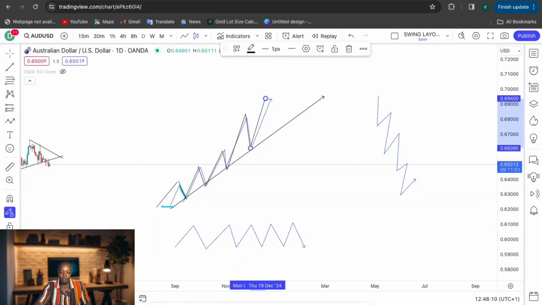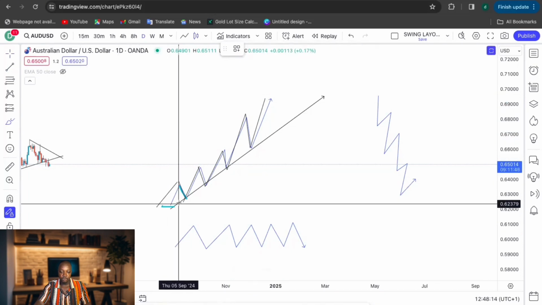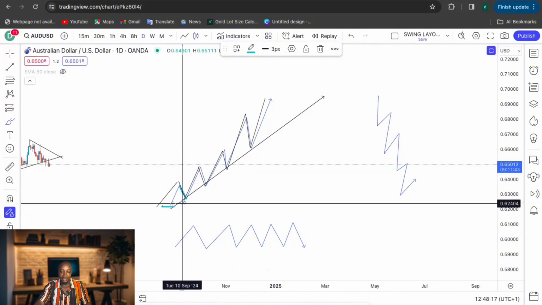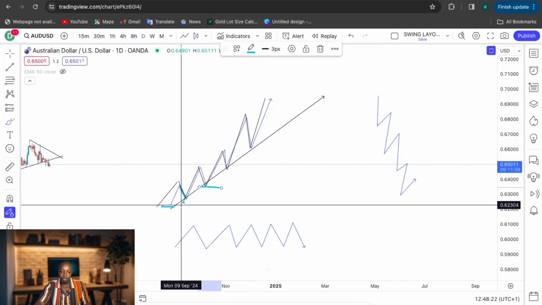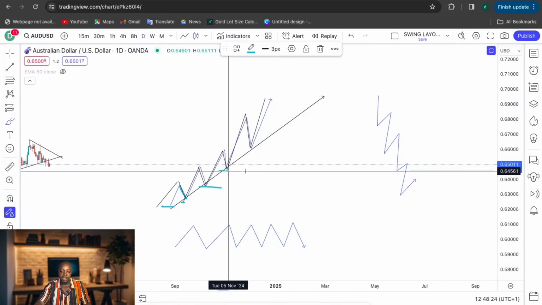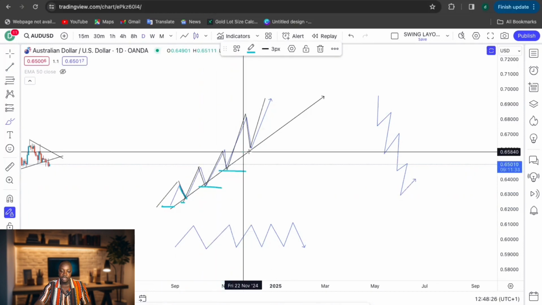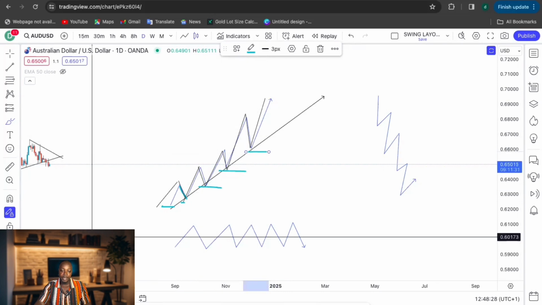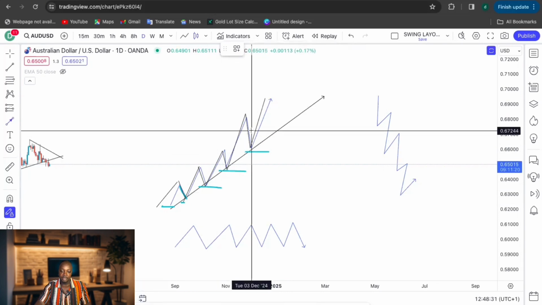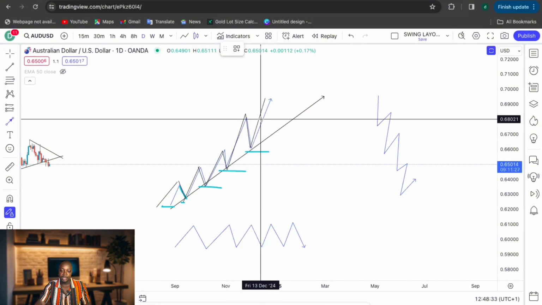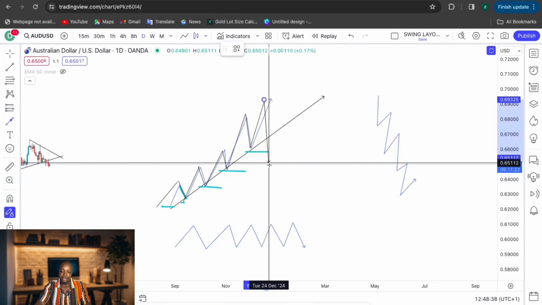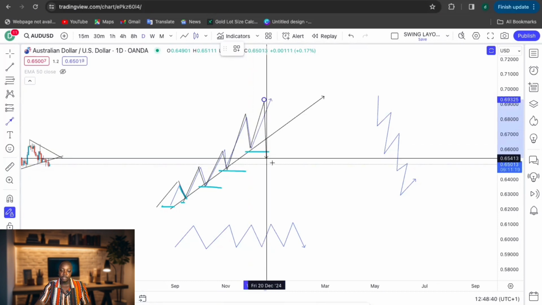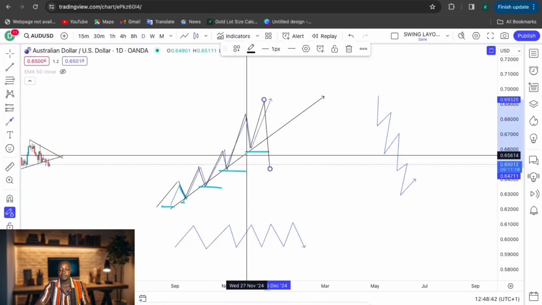What do I mean? This high, this low is higher than this first low, and this new low here is higher than this previous low. This new low here is higher than this previous low. This new low here is higher than this previous low. The moment this market comes and breaks this previous low, the uptrend has been violated.